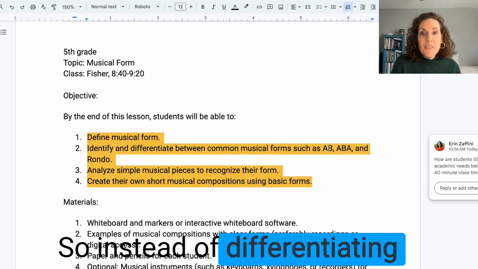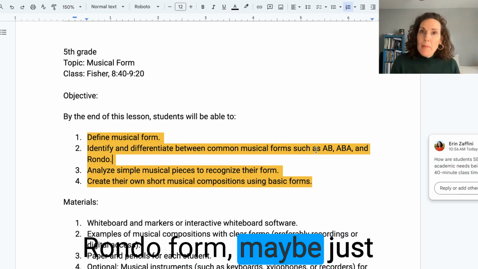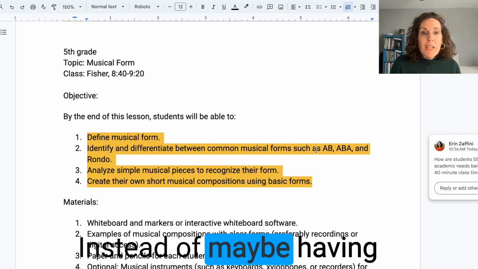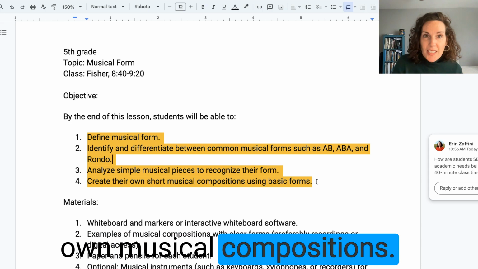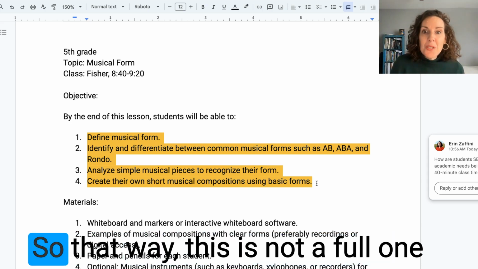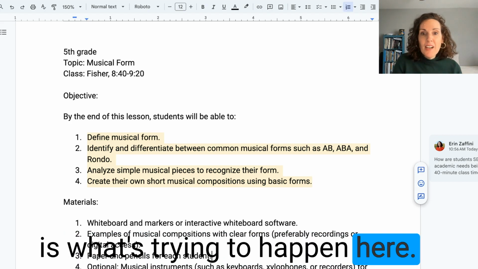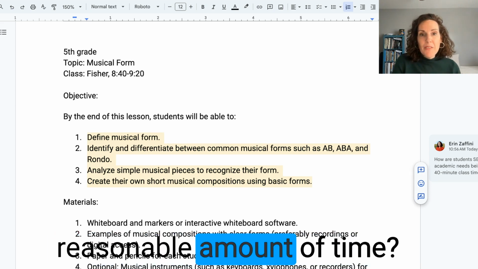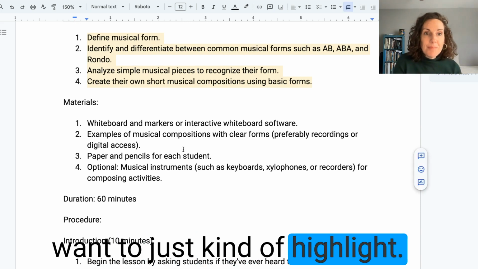So instead of differentiating between AB, ABA, and rondo form, maybe just pick AB and ABA form. Instead of having students go into creating their own musical compositions, maybe table that for a little bit later in the process. That way this is not a full one and done lesson, which I think is what's trying to happen here. So think about what you can do more with in a reasonable amount of time. That's something I also want to highlight.